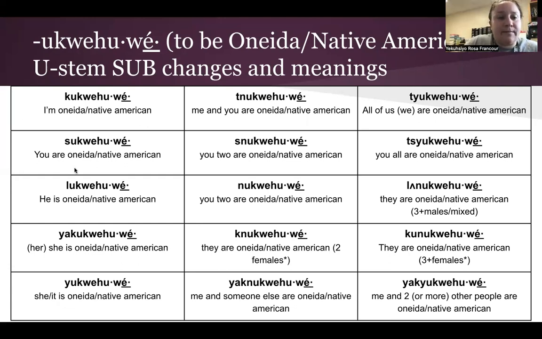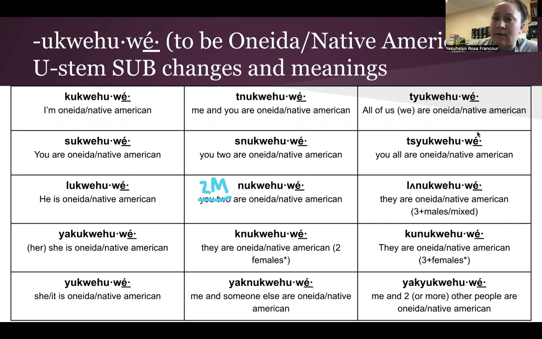Zungwe hu, you are Oneida. Lungwe hu, he is Oneida. Yagungwe hu, she is Oneida. Yungwe hu, she or it is Oneida. Nungwe hu, me and you, we are Oneida. Snungwe hu, you two are Oneida. Nungwe hu. Looks like there's a little bit of a typo here. It is two males, might have just been copy and pasted. So it is Nungwe hu, two males, they are Oneida. Gunungwe hu, they're Oneida, the two females. Me and someone are Oneida is Yagnungwe hu.